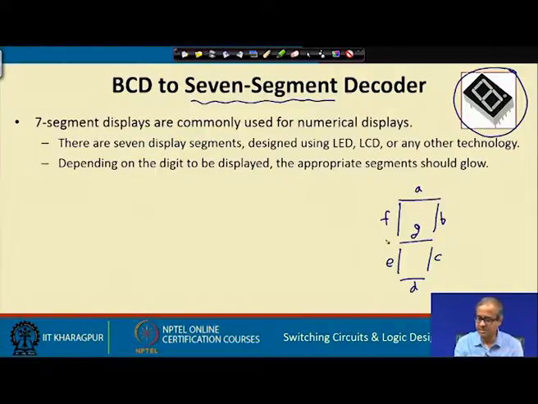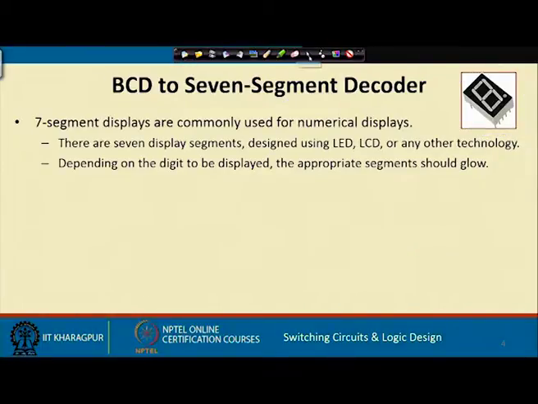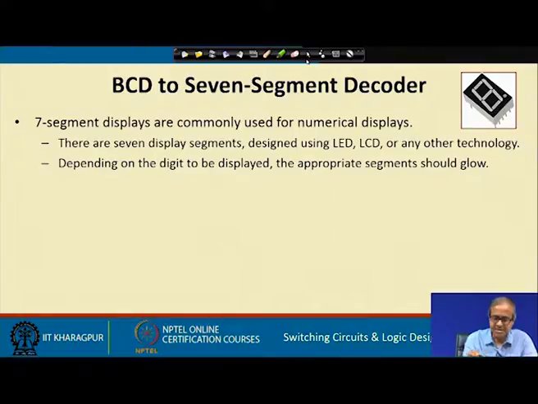By selectively glowing these lamps, you can display any of the digits from 0 to 9. Let us see, if you want to display 5, you light these lamps, this is 5. If you want to display 3, you light these. So, 0 to 9 you can display anything, right? Basically, there are 7 display segments that I have shown here. The way they are manufactured can be different. They can be manufactured using light emitting diodes, liquid crystal displays, neon lamps or any other technology. Depending on what digit you want to display, the appropriate segments should be activated and they should glow. Okay?